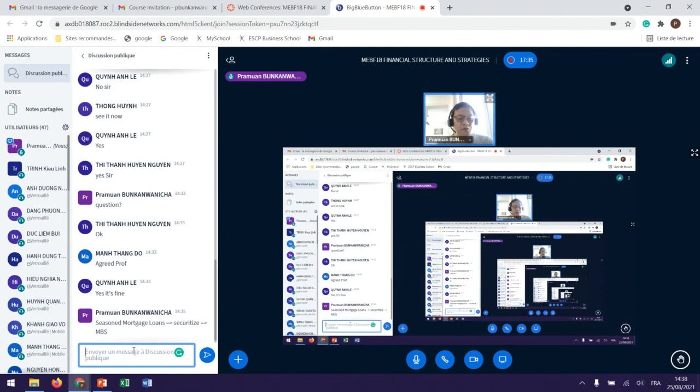You can pool those seasoned mortgage loans together and issue something called, for example, MBS. Okay, we securitize it, and then we issue the mortgage-backed security. Does somebody know what the MBS is?